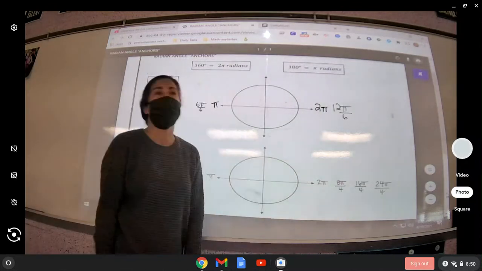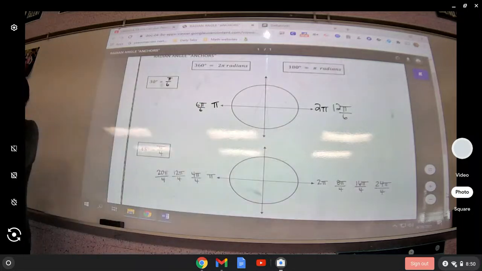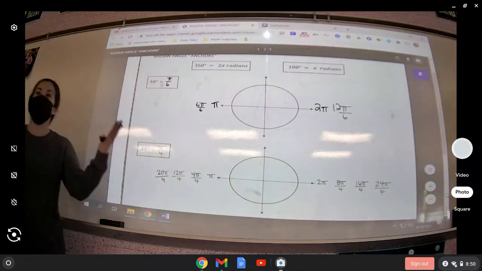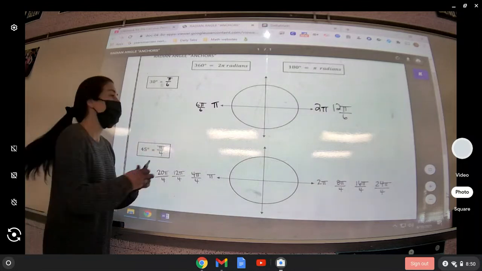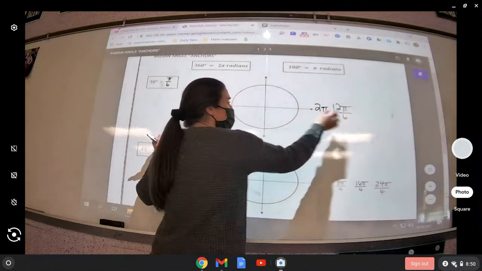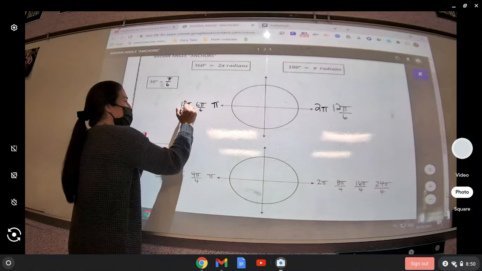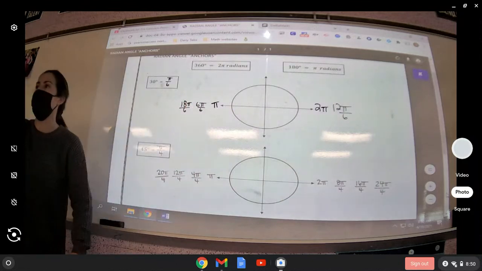Well, if 12 pi's over 6 live right there, guess where 13 lives? In quadrant 1, the quadrant right after. So I always use my anchors to figure out where the next one would be. So guys, go another 6 pi's over 6 from 12 pi's over 6. Now I'm sitting at 18 pi's over 6. Remember, because you can just keep rotating around.